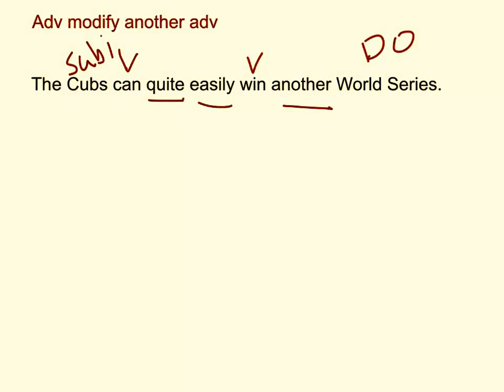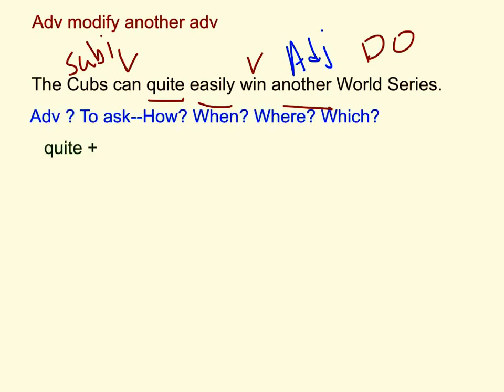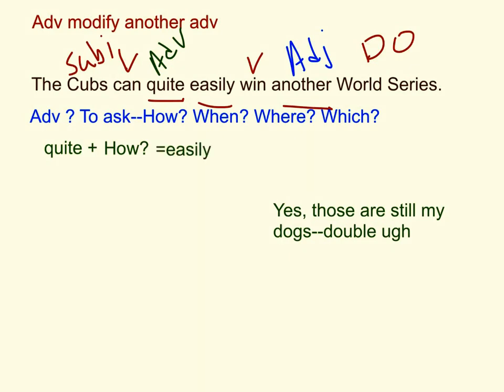Ask what kind, how many, which one. But to keep the focus on adverbs for this lesson, we won't spend much time on the adjectives for this example. Quite plus how, when, where, or which. Which question word works best for this example? I hope you answered how. Quite plus how equals easily.